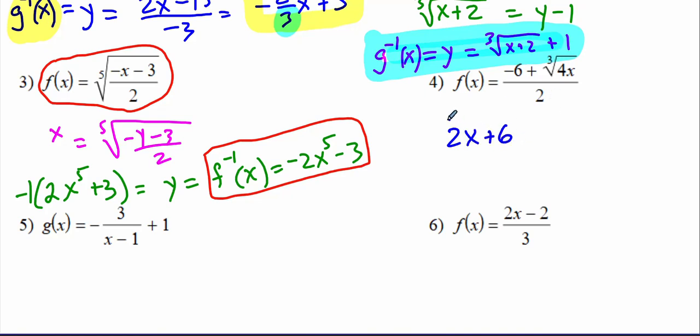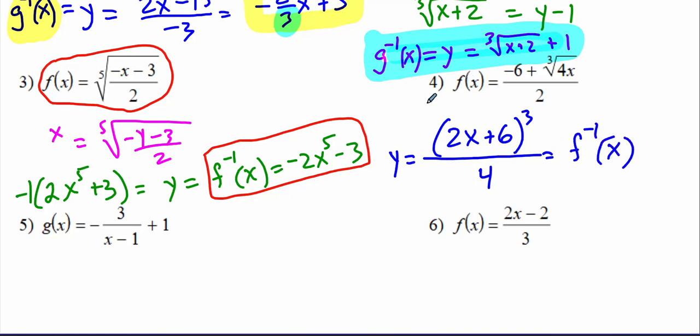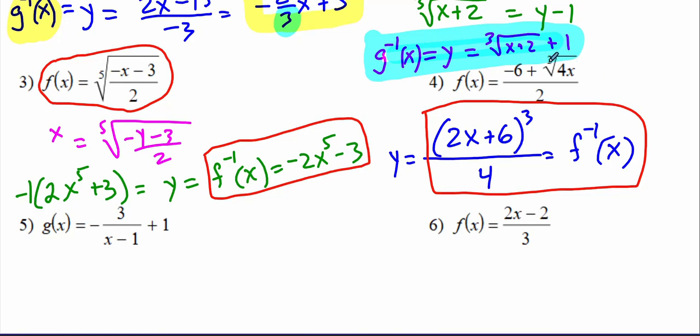So this is 2x plus 6. And then I'm going to do the opposite of the cube root, so this is to the third power, and then divided by 4. And there is my y equals, or the original letter is f, so this is f inverse of x. This is my final answer right here. The original problem was a cube root problem; the inverse of it will be something cubed.